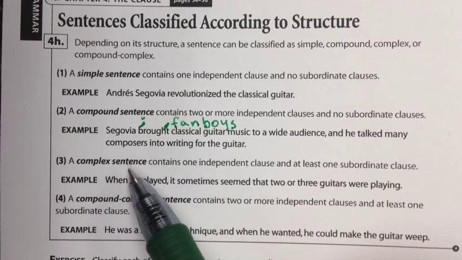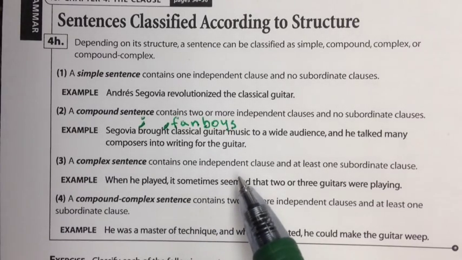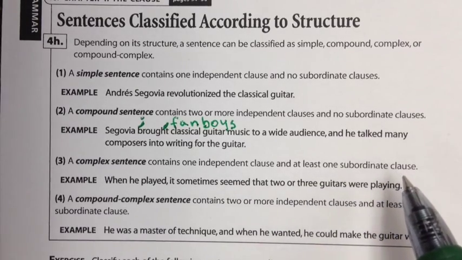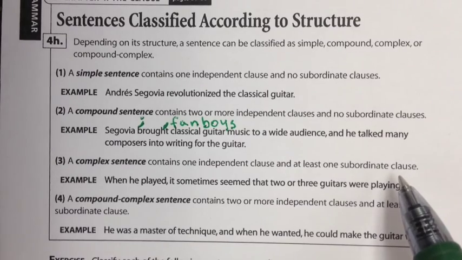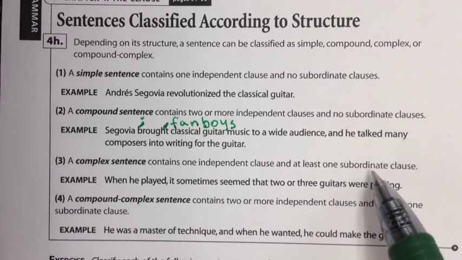Alright, a complex sentence. This has one independent clause, so one group of words with a subject and a verb that can stand alone, and at least one subordinate clause, which is a group of related words that can't stand alone. So there's going to be one independent clause, and then there's going to be an adjective, adverb, or noun clause.